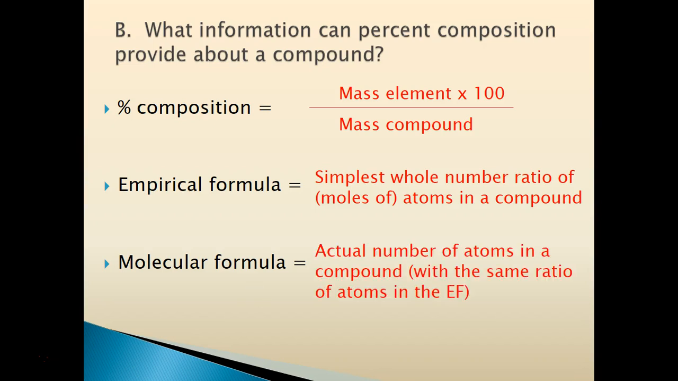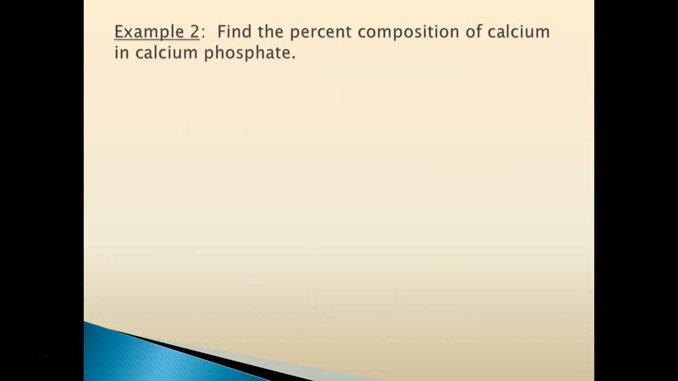And the molecular formula is the actual number of atoms in the compound, and it'll always have the same ratio of atoms as its empirical formula. Let's go ahead and see how we do that.